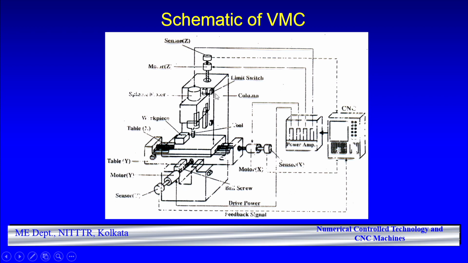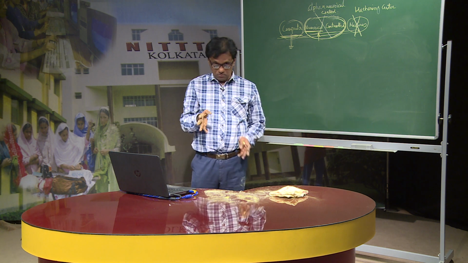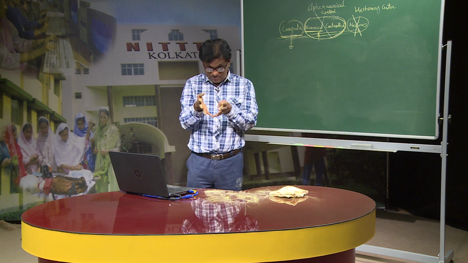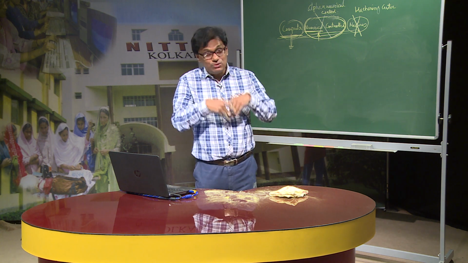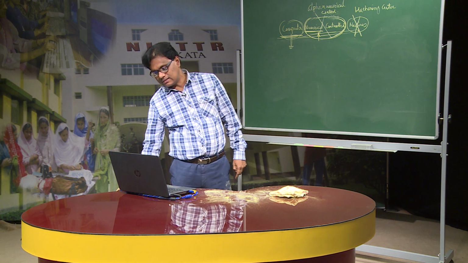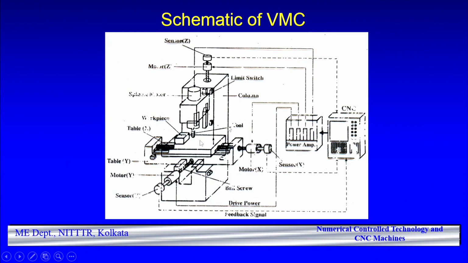Here there are 3 axes, so 3 motors are there. Behind every motor, a sensor is there. This sensor measures the actual position of the machine, converts this actual position into an electrical signal, and sends this signal to the control system. So, this is the exploded view of a CNC machine.